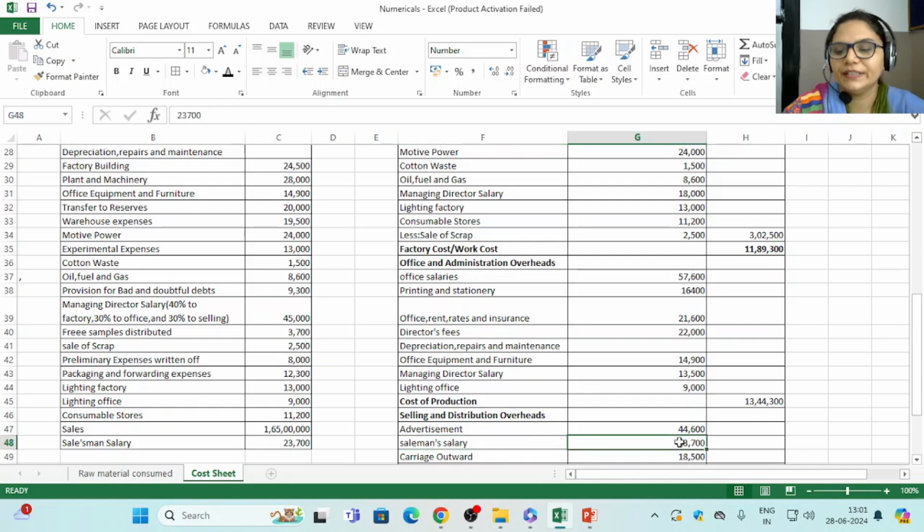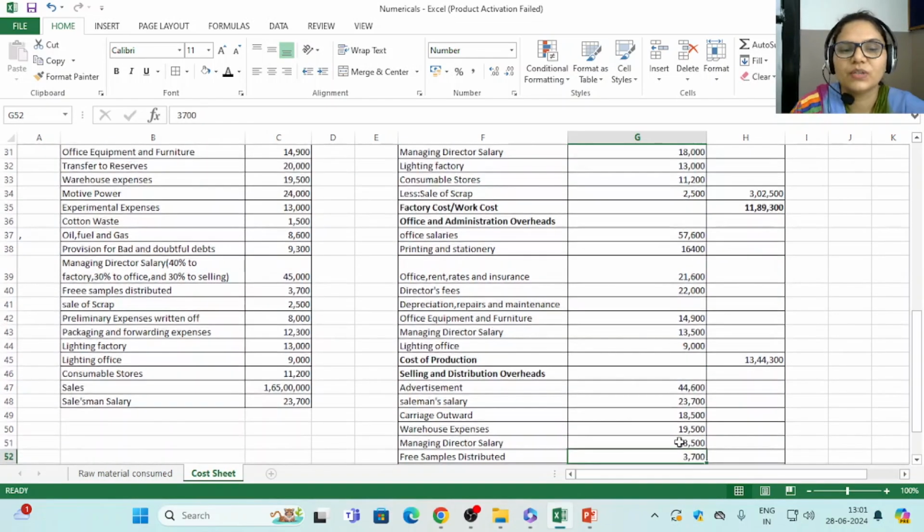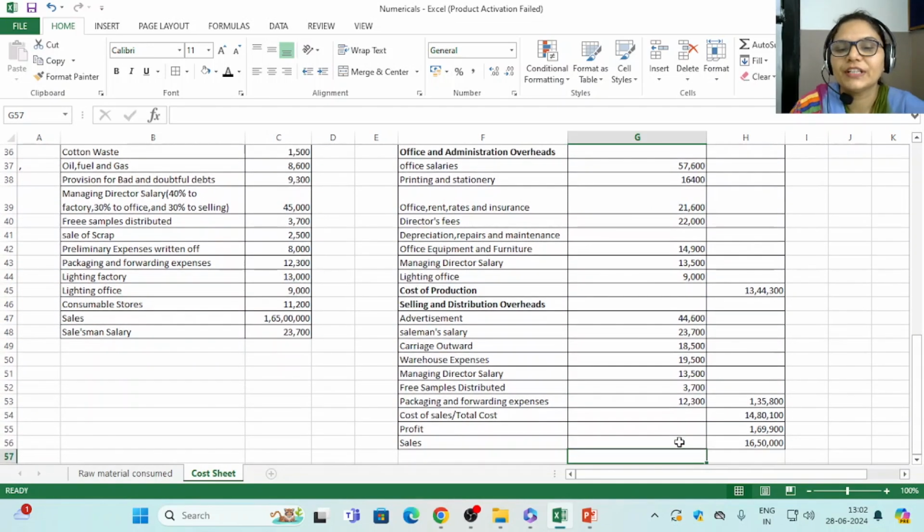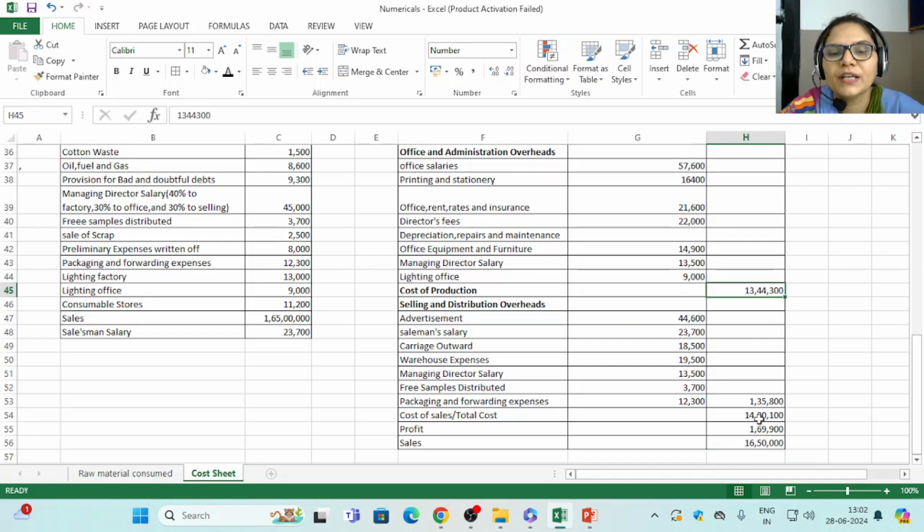Salesman salary 23,700, carriage outward, warehouse expenses, managing director salary, free samples, packaging and forwarding expenses. All these expenses are added to the cost of production, which will give you the final value of 14,80,000. That is your total cost.